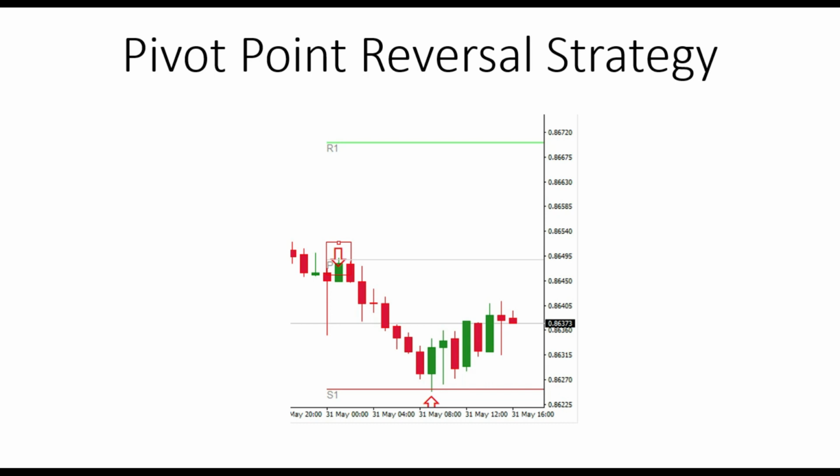Today and tomorrow I will present one very simple trading strategy, the pivot point reversal strategy. Today we'll talk about how we can implement and use this strategy in the MetaTrader platform, and tomorrow we will see an example of how we can use it in TradingView. So let me start from the beginning.